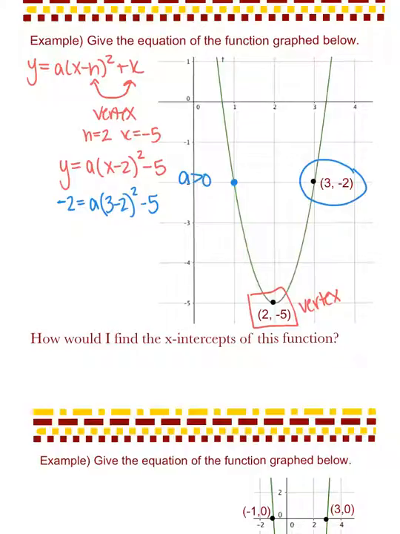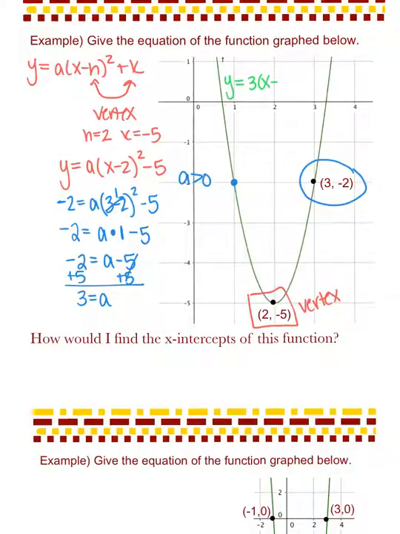Notice now a is my only unknown, and I need to solve and see what a value makes this equation true. So I have a times, well, 3 minus 2 is a 1, so in here this is a 1, and 1 squared is just a 1, minus 5. So I've got -2 equals a times 1, which is just an a, minus 5. And now to get a by itself, I just add 5 to both sides, giving me 3 for my a value. So my final answer, the equation in vertex form for this parabola is y equals 3 times x minus 2 squared minus 5.